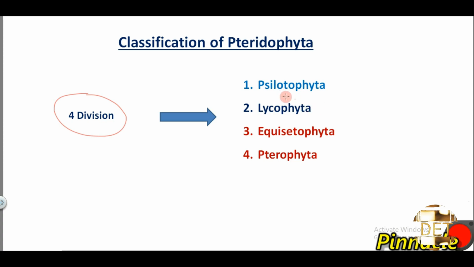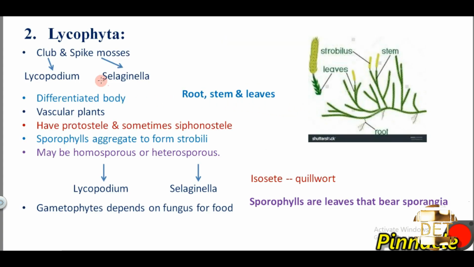Again, the phylum Pteridophyta is divided into four divisions: Coelophyta, Lycophyta, Equisetophita, and Pterophyta. Like I said, we're going to continue with the division Lycophyta in this video. First and foremost, the plants that belong to this division Lycophyta are known as lycophytes. Lycophytes are plants that belong to the division Lycophyta.